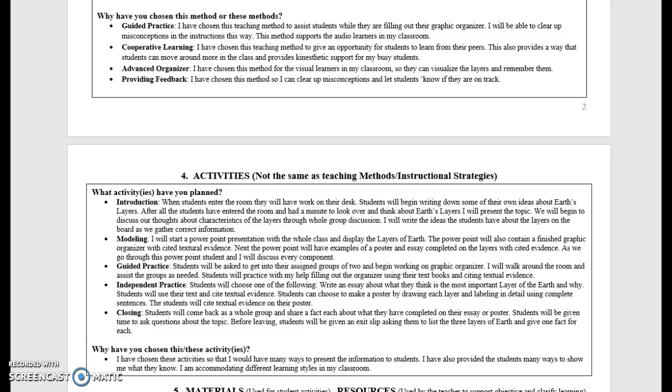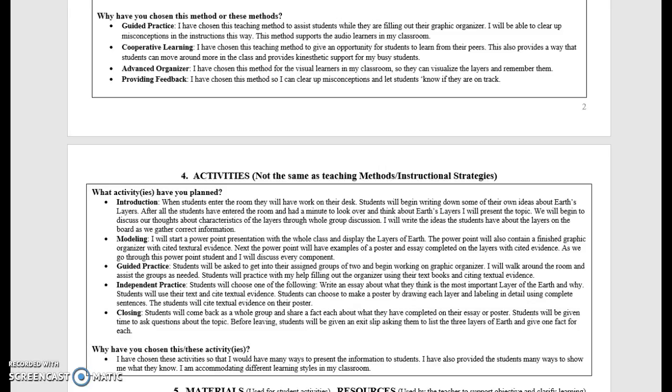Modeling. I will start a PowerPoint presentation with the class and display the layers of the Earth. The PowerPoint will also contain a finished graphic organizer with cited textual evidence. Next, the PowerPoint will have examples of a poster and essay completed with the layers with cited evidence. As we go through this PowerPoint, students and I will discuss every component.